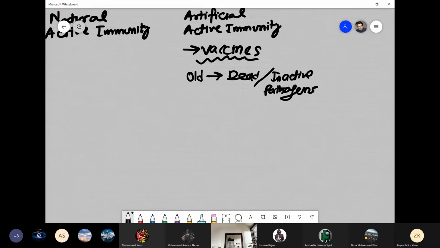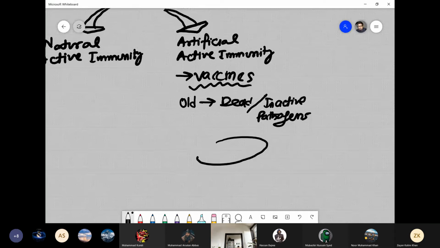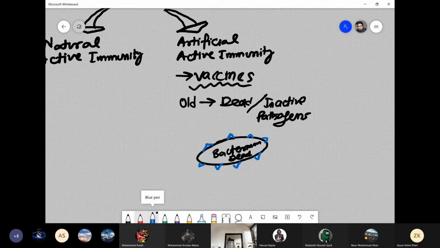Now, guys, let me tell you one thing. Let's suppose that over here, this is a bacterium, and this bacterium is dead. Can it cause any disease? The answer is no, because it is dead. But the antigens are still present on its surface.